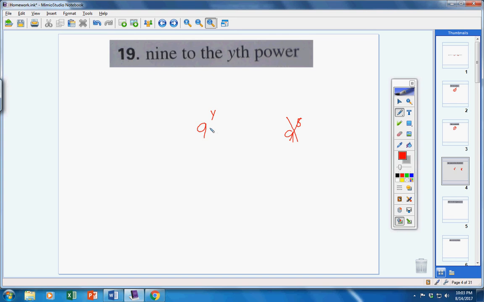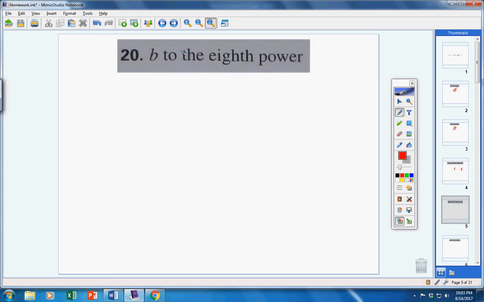And now I think you're seeing, students, why I gave you so many problems. These are very quick and very simple. Well, some of them are, some of them aren't. B to the 8th power, so B to the 8th power. 21.